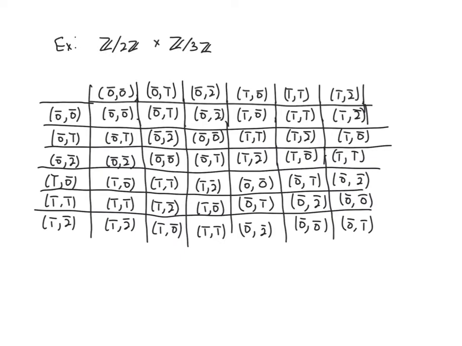So that's one example. Let's look at examples of finite groups, though. Let's look at Z mod 2Z times Z mod 3Z. So Z mod 2Z has two elements, 0 bar and 1 bar. So the first coordinate has two values, either 0 bar or 1 bar, while the second coordinate has three possible values, 0 bar, 1 bar, and 2 bar.